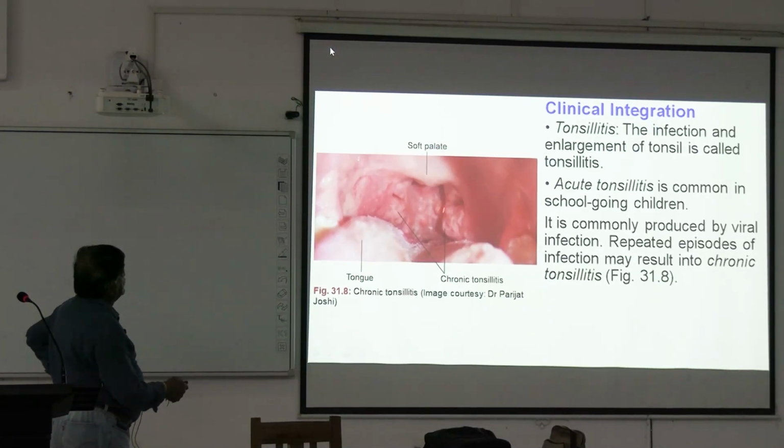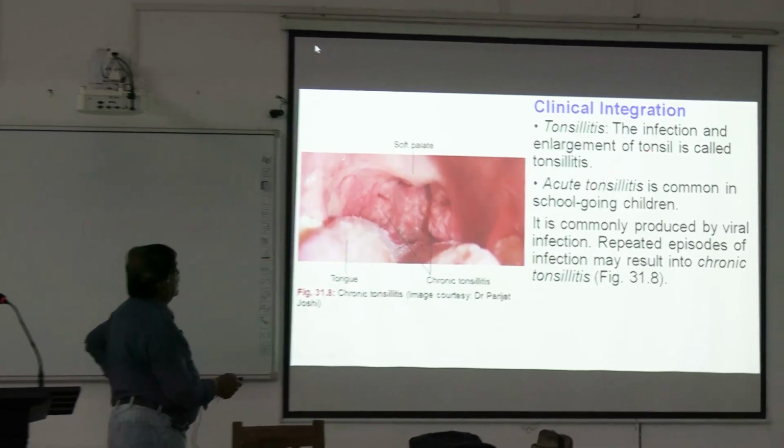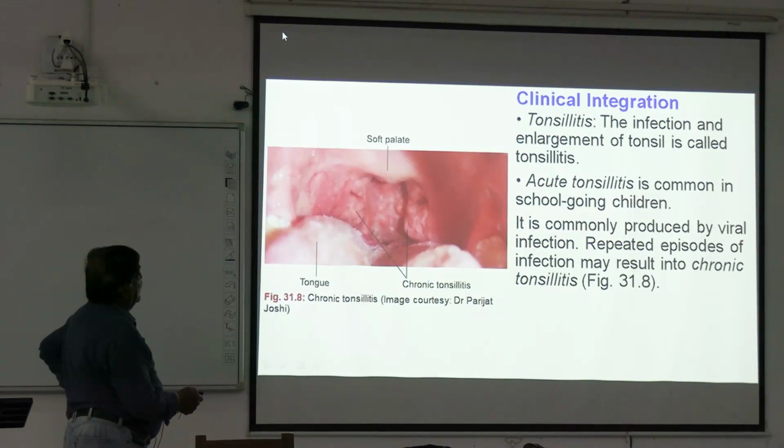These are the tonsils, the soft palate. Tonsillitis, the infection and enlargement of tonsils, is called tonsillitis. Acute tonsillitis is common in school-going children. It is commonly produced by viral infection. Repeated episodes of infection may result in chronic tonsillitis.